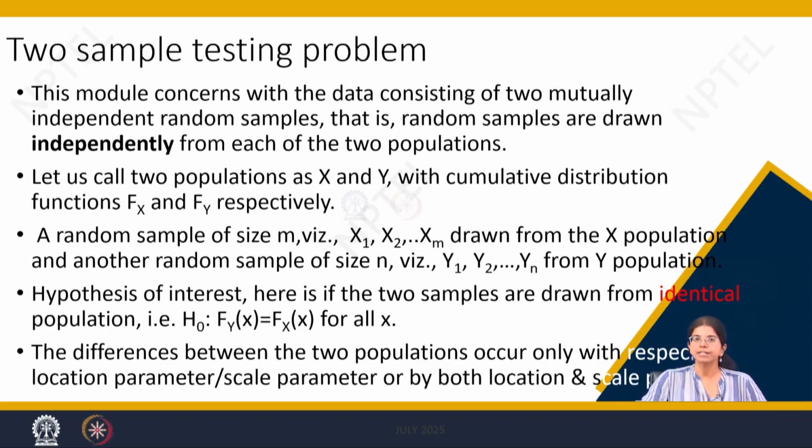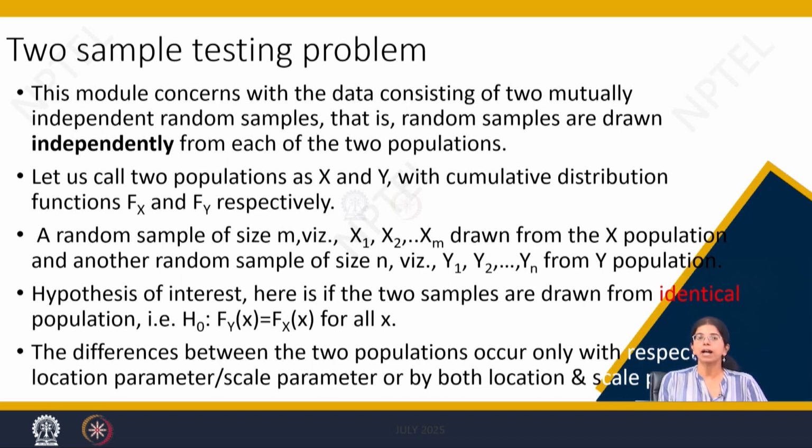So let us call these two independent populations X and Y with cumulative distribution functions Fx and Fy respectively. So the first thing you need to remember is that these two stacks of sample observations are coming from two different, independent populations. So a random sample of size m, x1, x2 till xm, is drawn from the X population, and another random sample of size n, y1, y2 till yn, is drawn from the Y population.